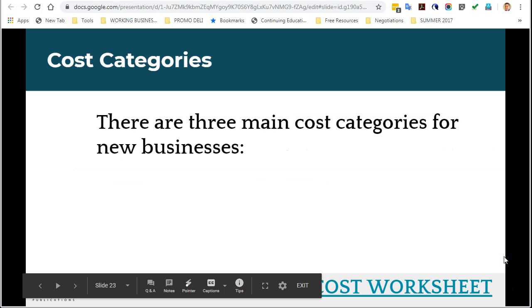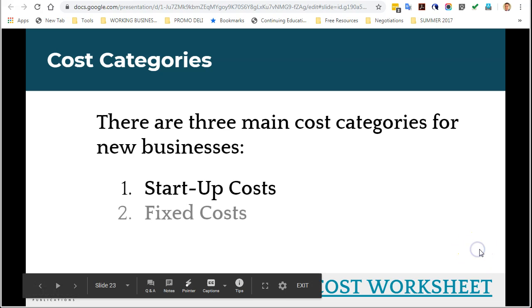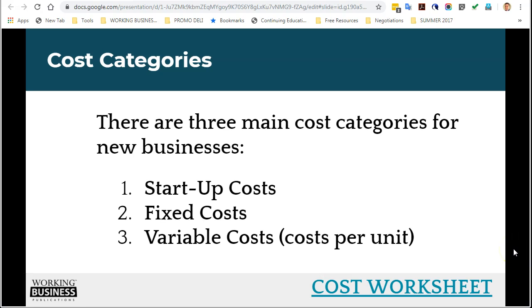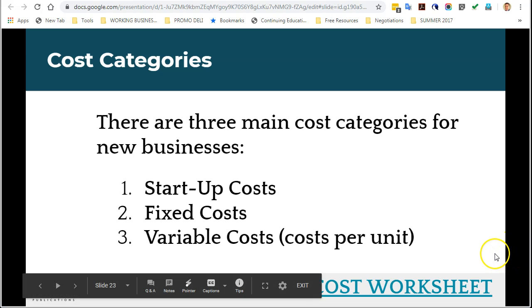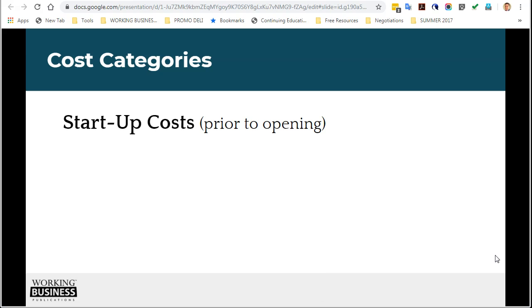Cost categories. There are three main cost categories for new businesses: startup costs, fixed costs, and variable costs. And we've gone over those in a previous section. So look back if you want to review those. So the cost categories, these are what are prior to opening, to actually selling your first unit. This is what it costs to get your business up and running.